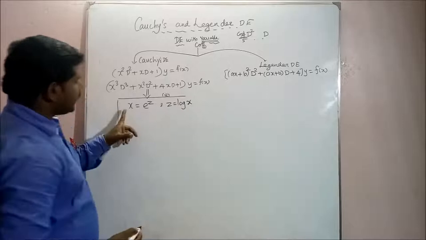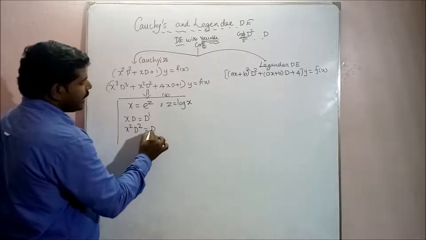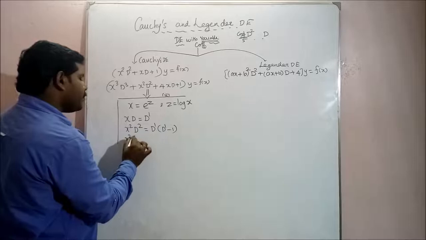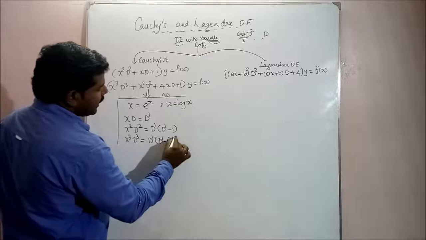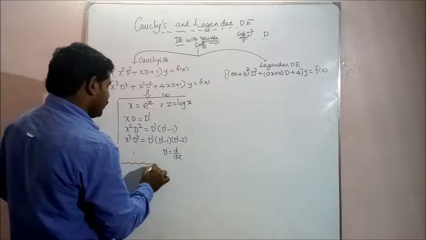Then xd we take as d dash. So x square d square is equal to d dash into d dash minus 1. Similarly, if there is x cube d cube, it becomes d dash into d dash minus 1 into d dash minus 2, and so on. Where d dash is equal to d by dz, the differential operator with respect to z. So this is the substitution for Cauchy's differential equation.